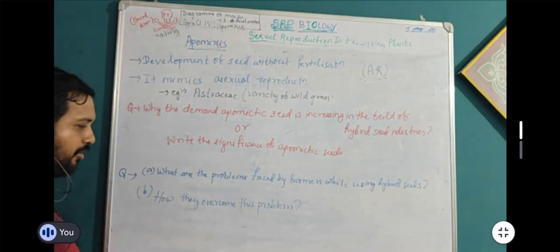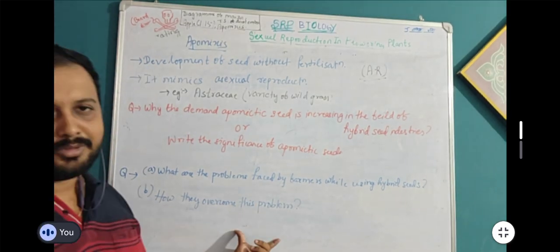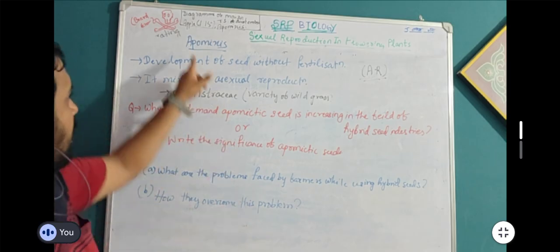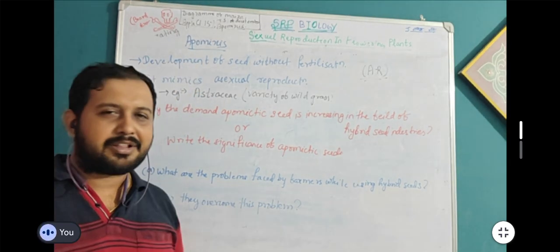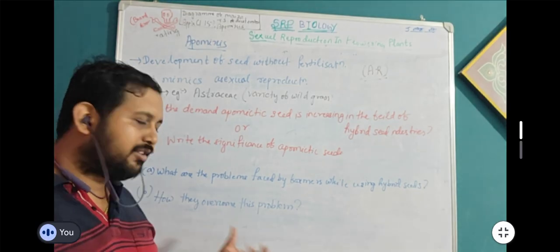Now the question is how you can overcome this problem. So the solution is apomixis. Research is now going on. In some plants they have already succeeded, but research is still going on.